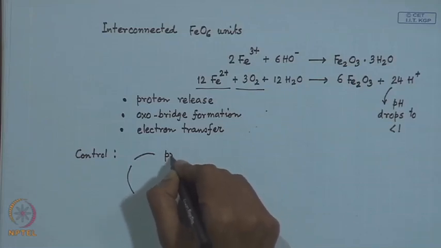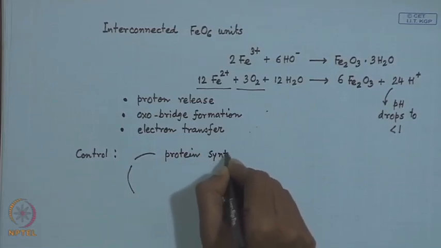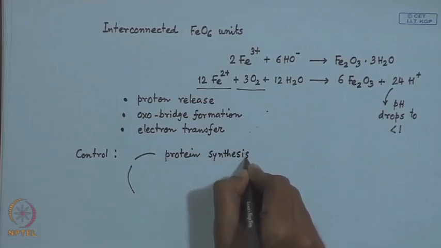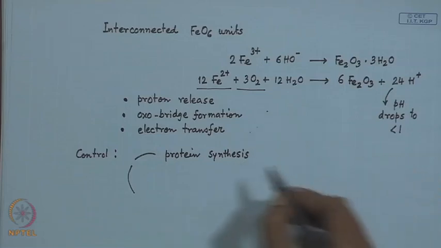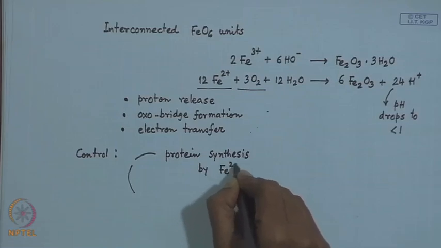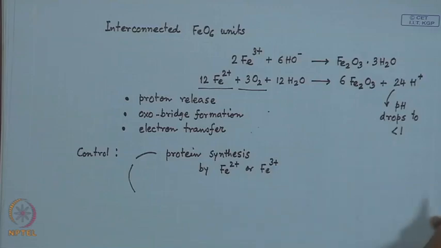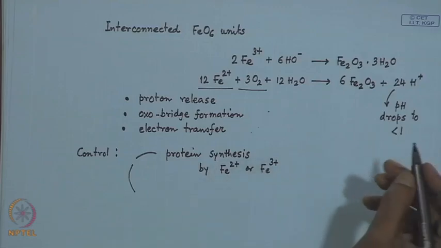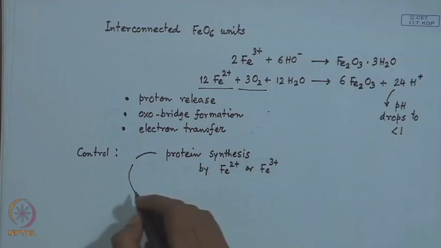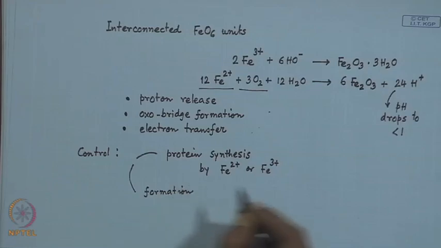One is your protein synthesis, and that protein synthesis will be controlled by Fe2+ or Fe3+. So, both of them are independent in nature, and during the formation of the core, we take the help of the protein and the iron gets entered.